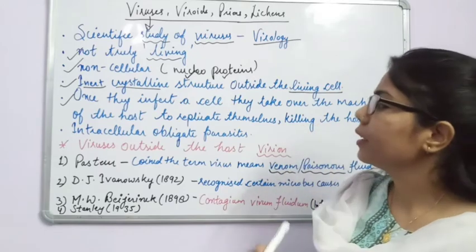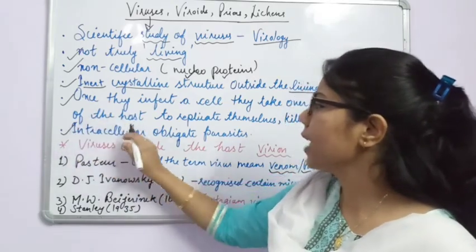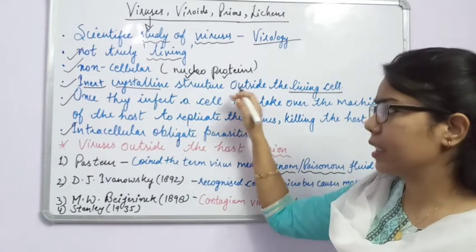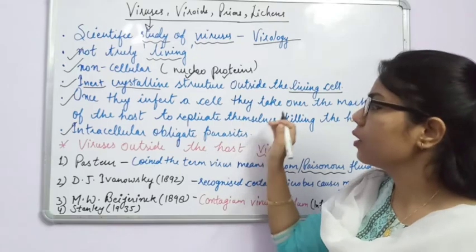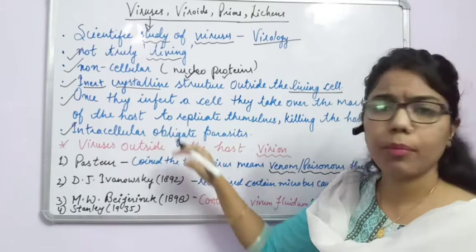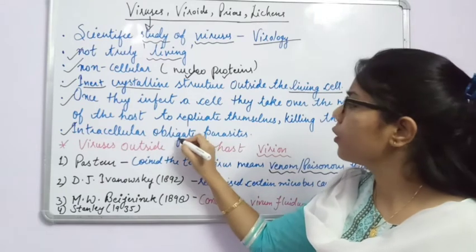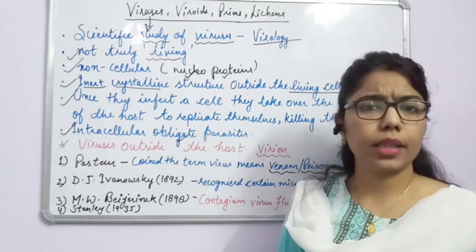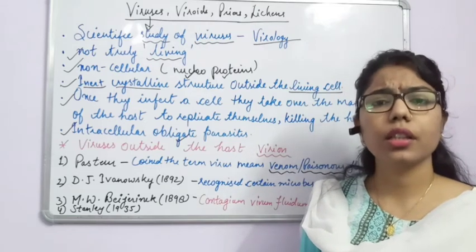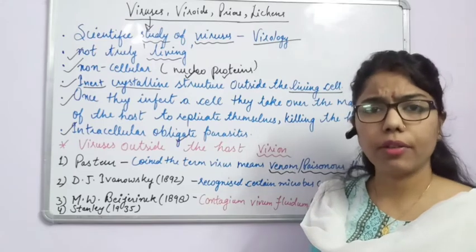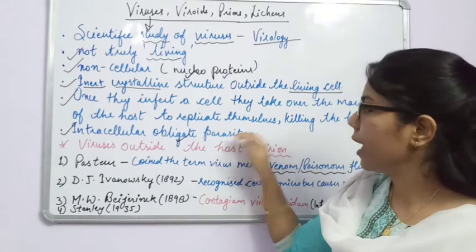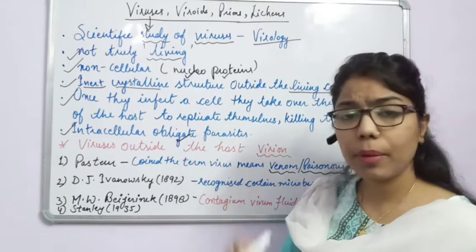Then another point is intracellular obligate parasite. Same thing, as we are saying, it infects any living cell. It enters inside a cell and becomes an obligate parasite, which means a true parasite. It takes nutrition and creates some disease in the host body. So it acts as an obligate parasite.